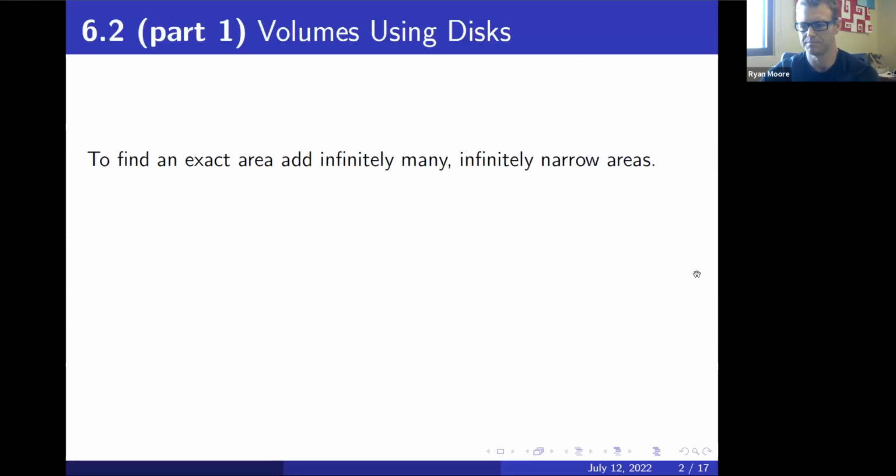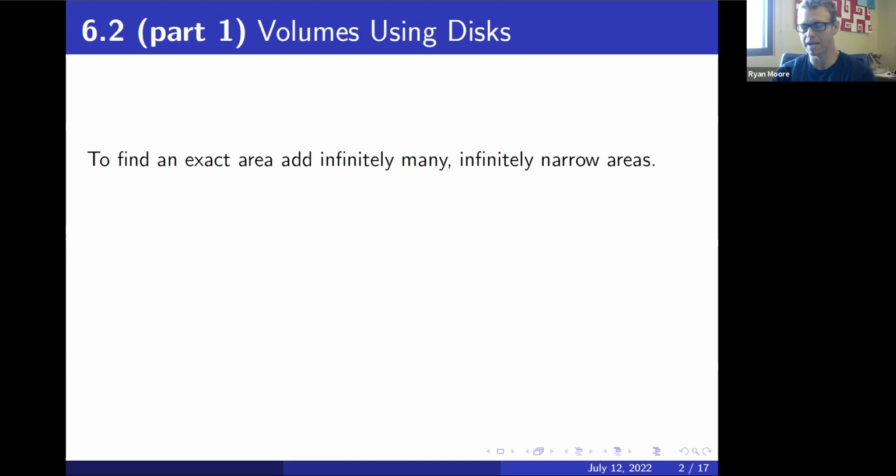We're going to start with this, kind of reflecting, thinking about finding areas between a function and the x-axis. To find an exact area, think back, what is our strategy? We're thinking of adding infinitely many, infinitely narrow areas. And we went about that thinking about rectangles. So there were infinitely many rectangles, all of them infinitely narrow.